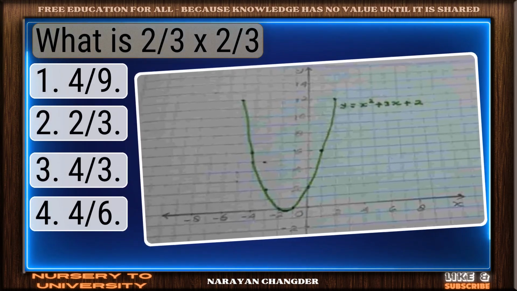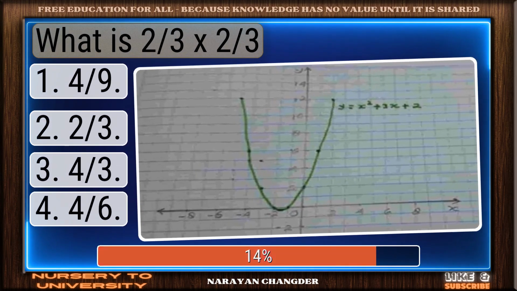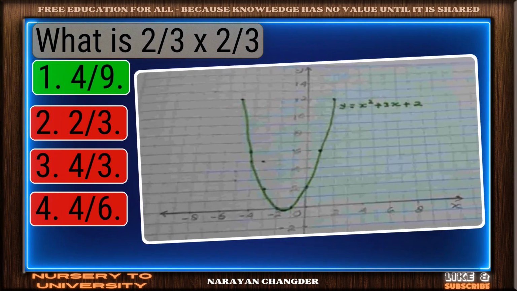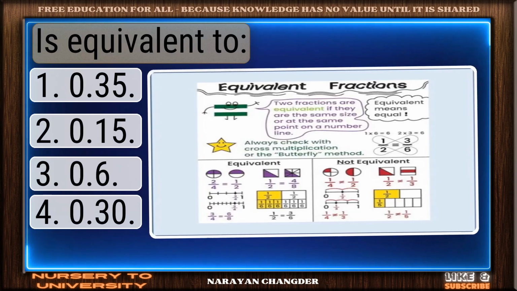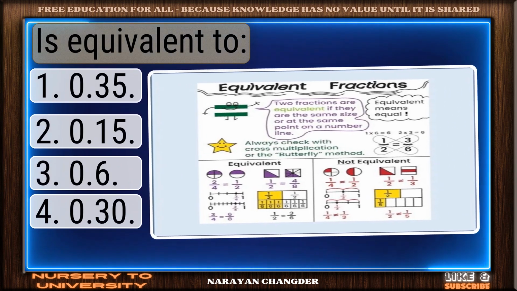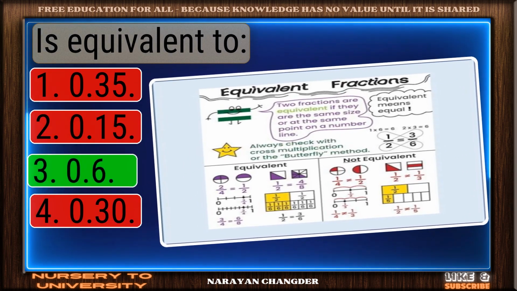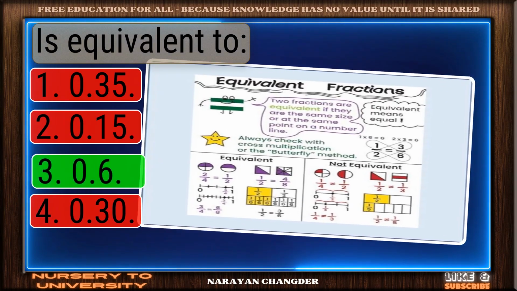Question number 224, what is 2 by 3 x 2 by 3? You chose 4 below 9 and it is correct. Question number 225 is equivalent to? Good job. Your answer 0.6 works well here.